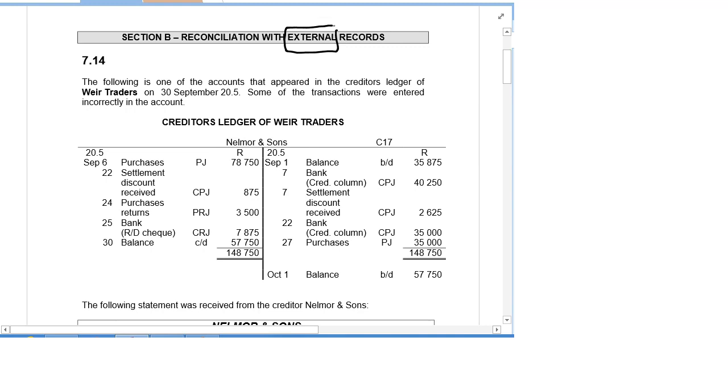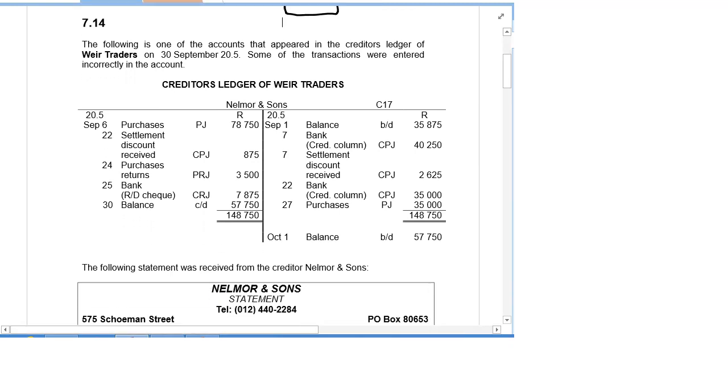In the previous questions that we've done in Chapter 7, we've been doing internal reconciliations. In this question, we are going to be looking at an individual creditor's account for the business, we are traders. And in their creditors ledger account, they have an account for Melmore and Sons. That's one of their creditors. And this account is done for the month of September 20X5.